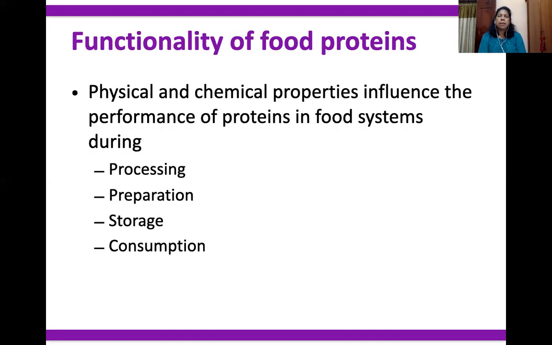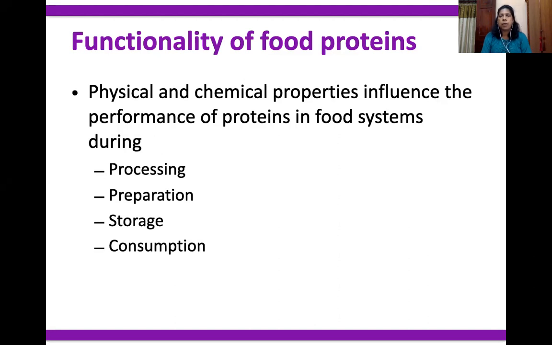The functionality of food protein: the physical and chemical properties influence the performance of the protein in the food system. So what are the physical properties? What are the chemical properties? What chemical changes can we make to the protein, or what physical changes? When we talk about processing, or preparation, storage and consumption, all three stages, we make different types of influences on a protein.